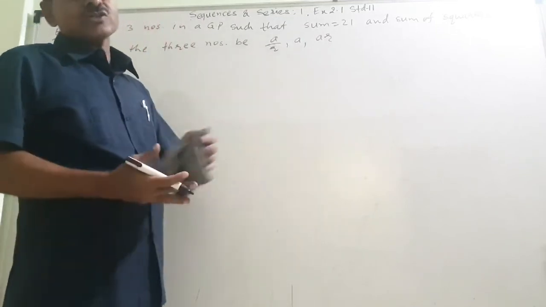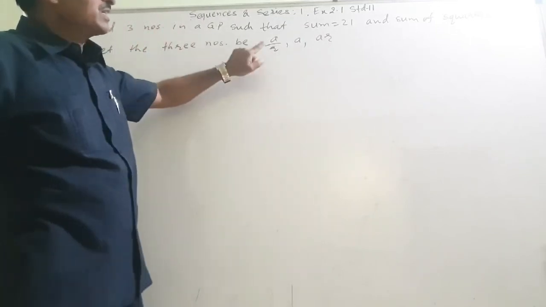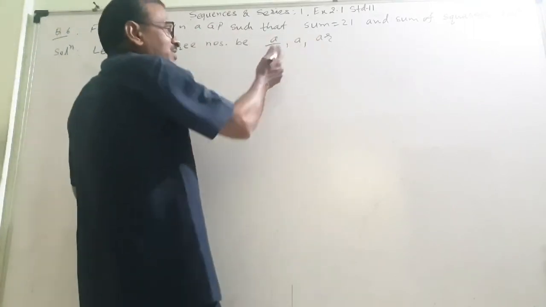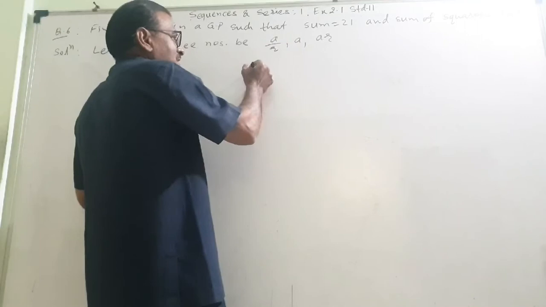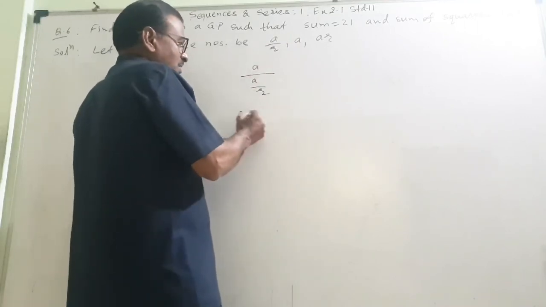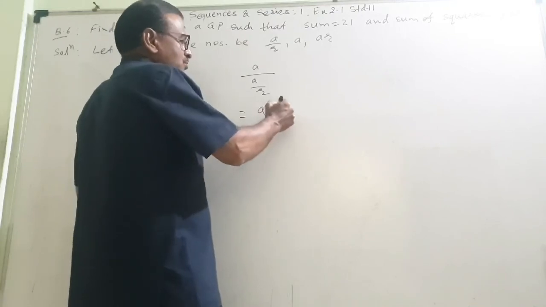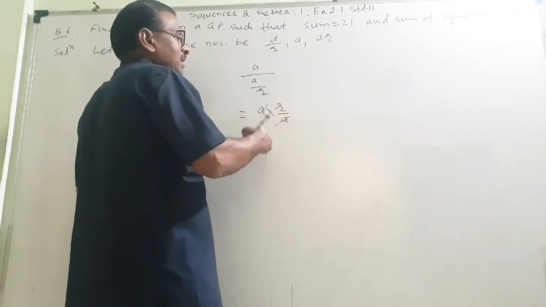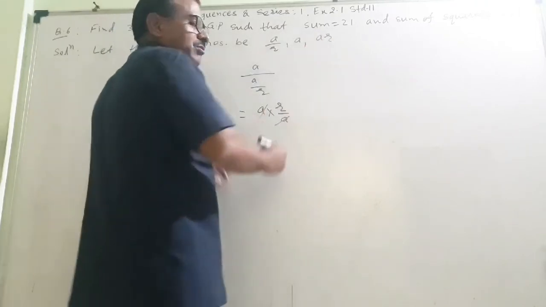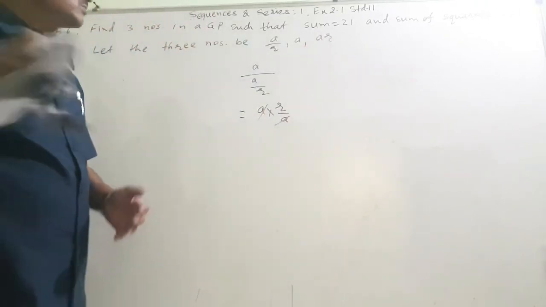See, the ratio is constant. Once again I will tell, this is T1, this is T2 and this is T3. Ratio should be constant. I will check. This upon this, A upon R is equal to A into R upon A, cut, ratio is R. If I take this A cut, ratio will be R. Okay.